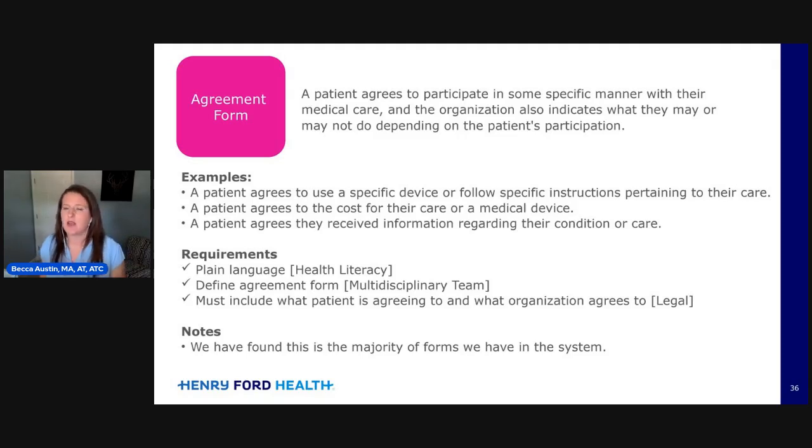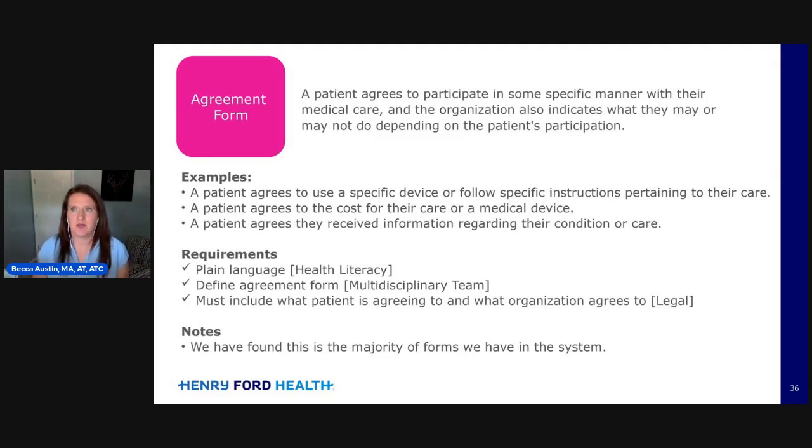And then we were finding we had a lot of forms we were calling consent when really they were just agreements. And I don't want to say "just", they were agreements. They were just a different type of form that required a little bit different language when we were talking to the patient about what they're signing and why they're signing it. So this is them agreeing to participate in some manner with their medical care, and the organization indicating how they may or may not participate depending on the patient's participation. So, for example, a patient may agree to use a specific device or follow specific instructions pertaining to their care.